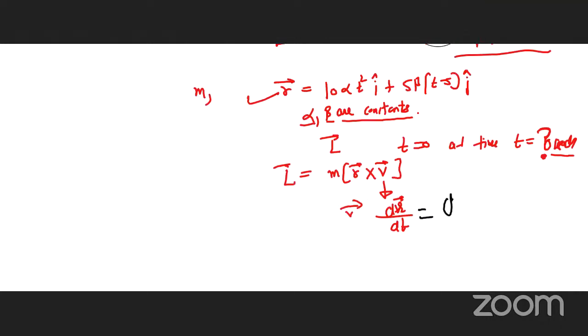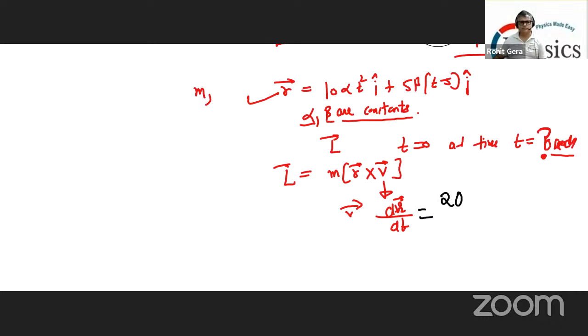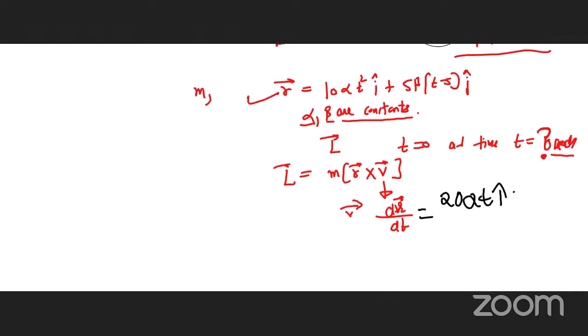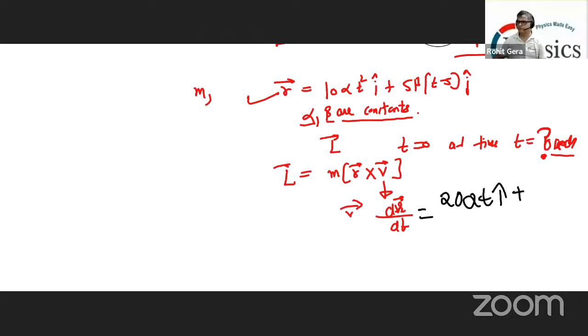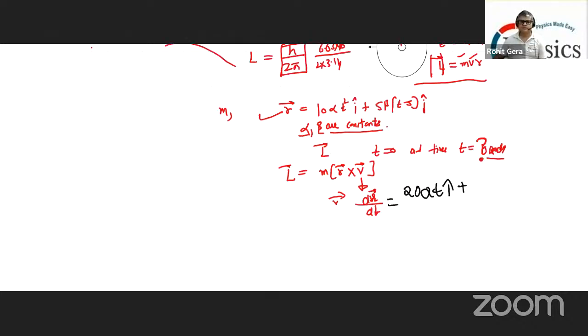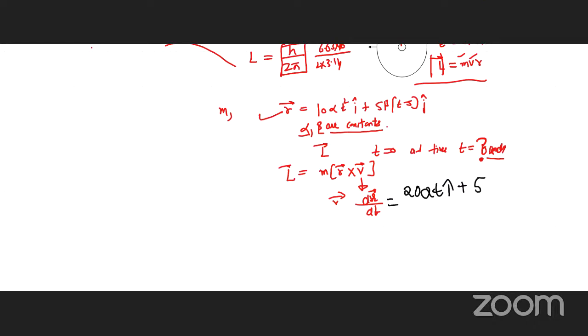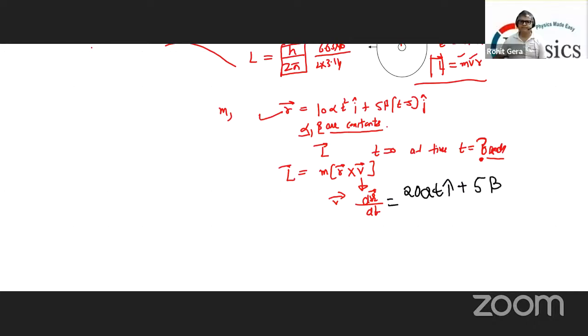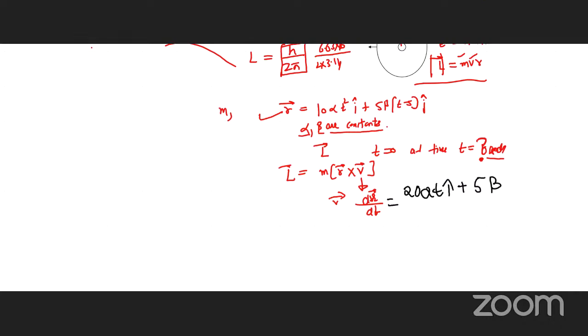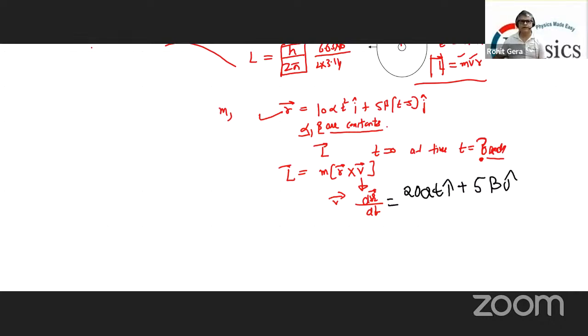It will be 20 alpha t i cap plus 5 beta j cap. Done. So you know v now. Put it here in the concept L.